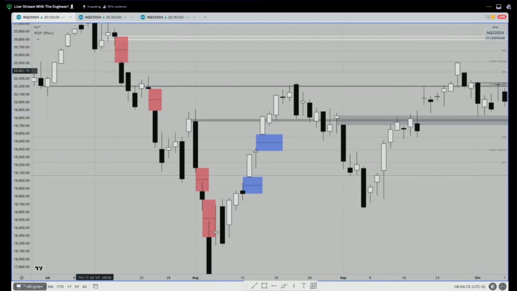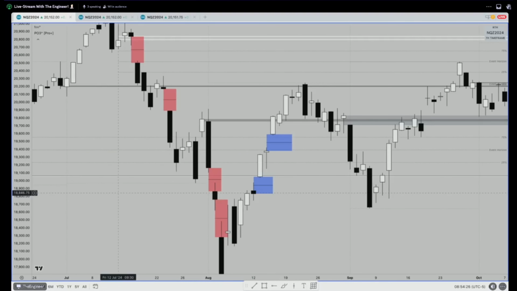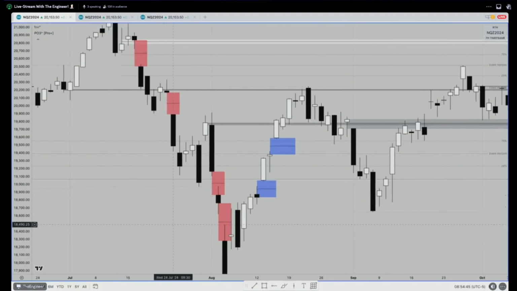This is why ICT tells you that when you are bullish, you don't want to fill the consequent encroachment of the gap, or if you are bearish. This is like a confirmation that you are in a trending market. So take a look at this.